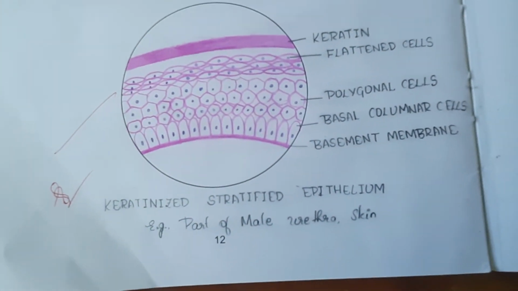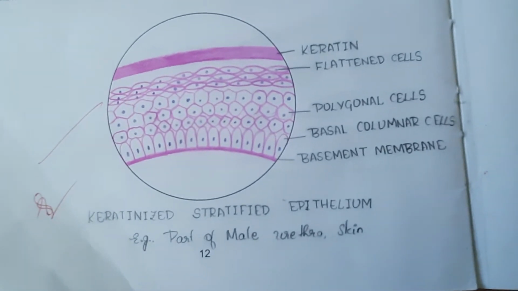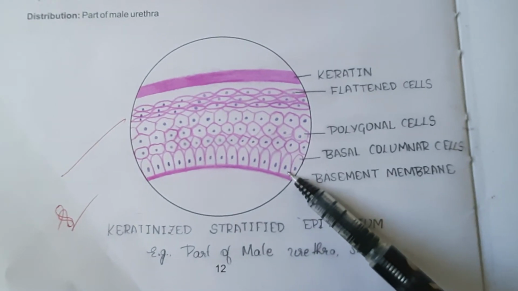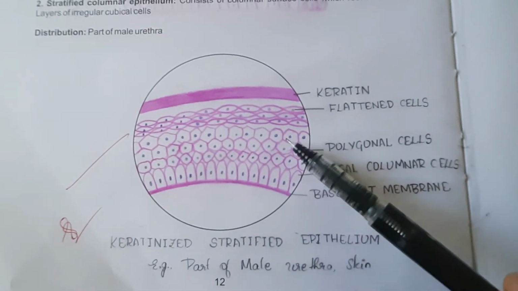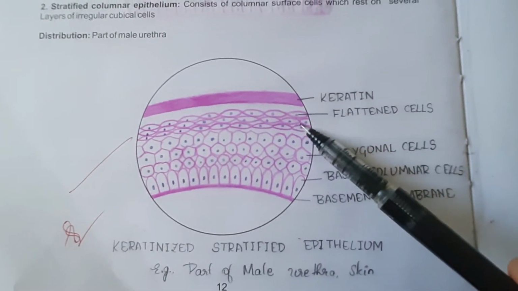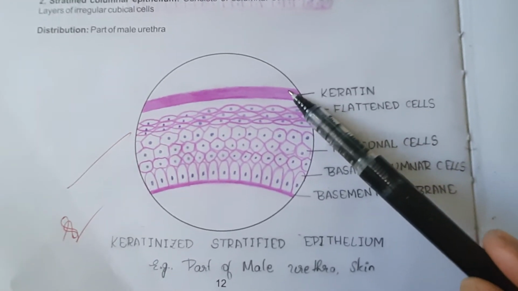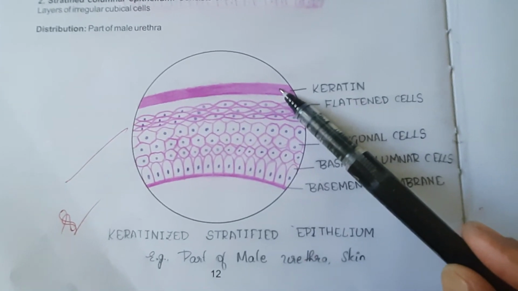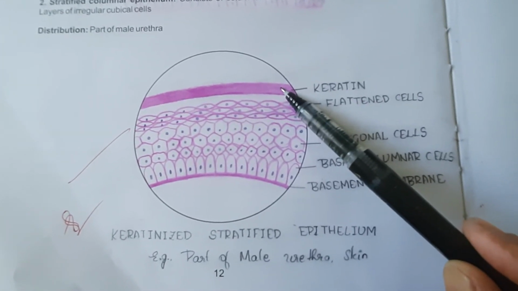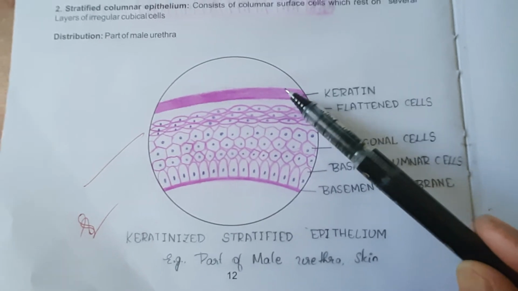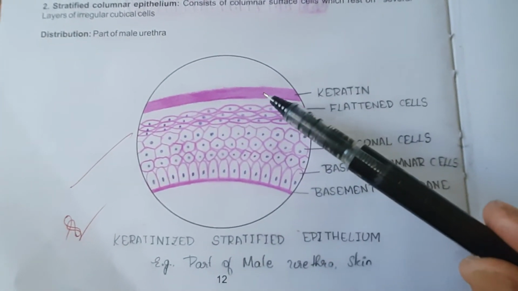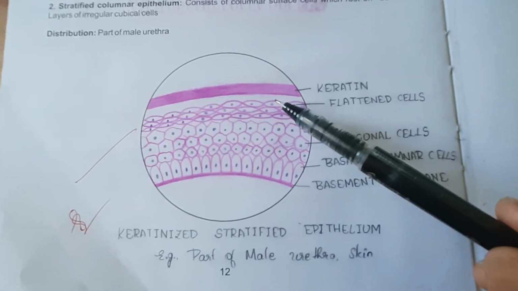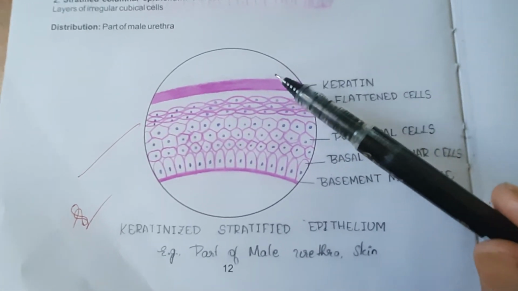Here you can find the stratified squamous keratinized epithelium. Everything is the same except the keratin layer. Here you can find the basement membrane, the basal columnar cells, polygonal cells, and flat shaped or squamous cells. Above that there is a protein layer, keratin protein. The example is the skin. If you take the skin, the outer keratin layer protects the skin, and this is called a stratified squamous keratinized epithelium. The thick skin is the best example for the stratified squamous keratinized epithelium.